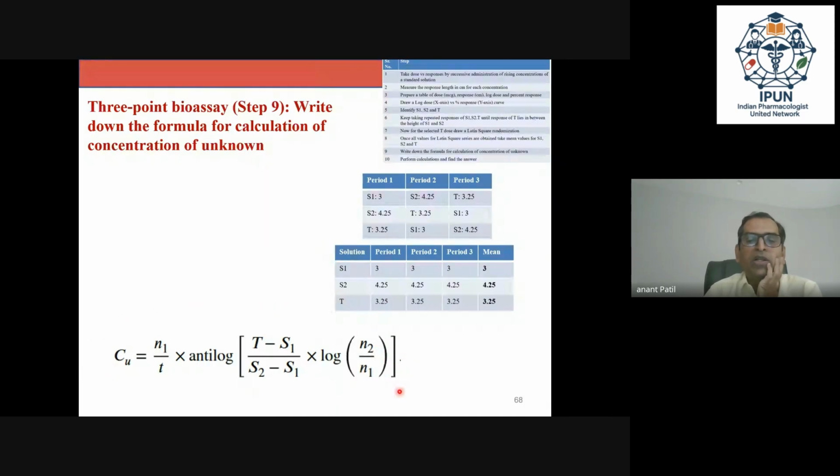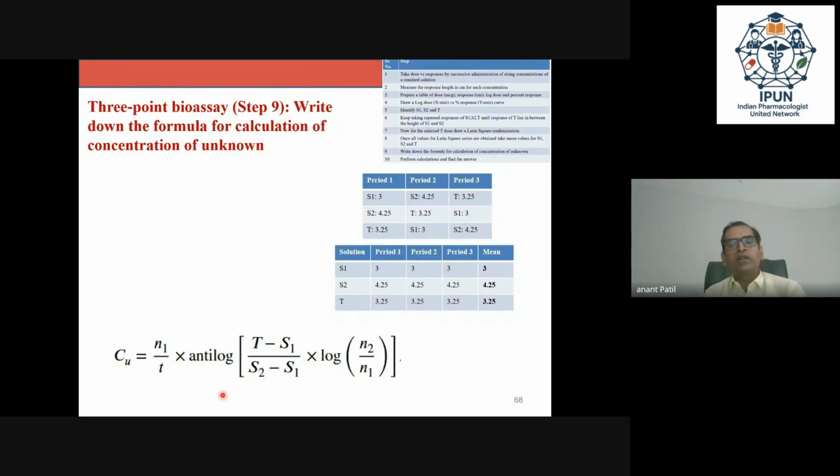First, let me tell you the mathematical principle of how these brackets work. There is a large bracket and a smaller bracket inside. The calculation first has to be done for the smaller bracket, and then you do the calculation for the larger bracket. So first I will have to calculate the log of N2 divided by N1, multiply this by these numbers, and of all of this, we have to take an anti-log. By now we know how to take a log and how to take an anti-log.